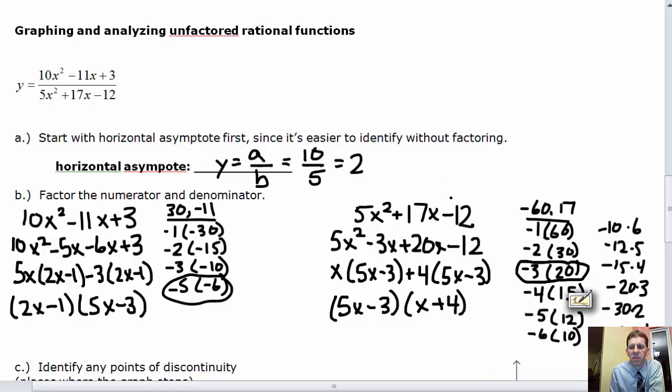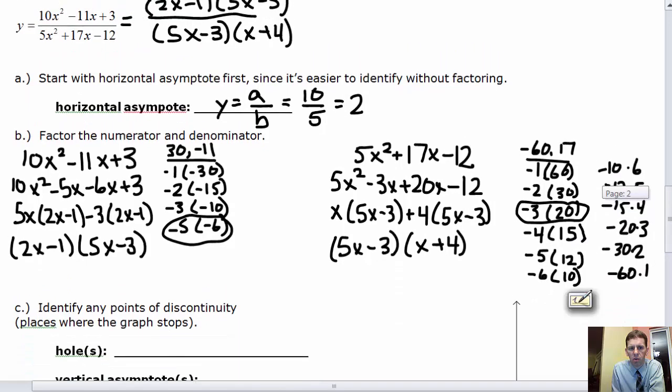In the second problem, 5 times negative 12 is negative 60. The middle term is 17. And the two numbers that you can multiply to get negative 60 and add to get 17 are negative 3 and 20. So if you replace the middle term with negative 3x plus 20x and do your factoring steps, you'll end up with 5x minus 3 times x plus 4. So what this means is that our original equation's numerator can be written as 2x minus 1 times 5x minus 3, and our denominator can be written as 5x minus 3 times x plus 4.